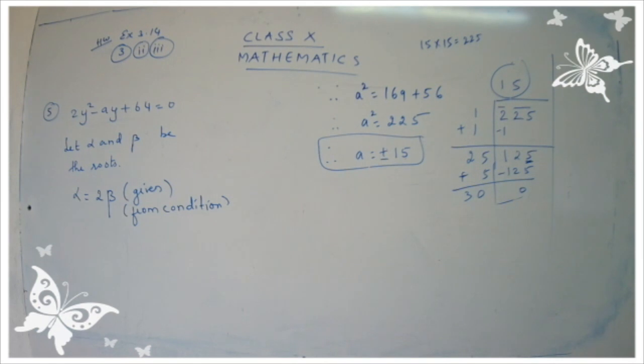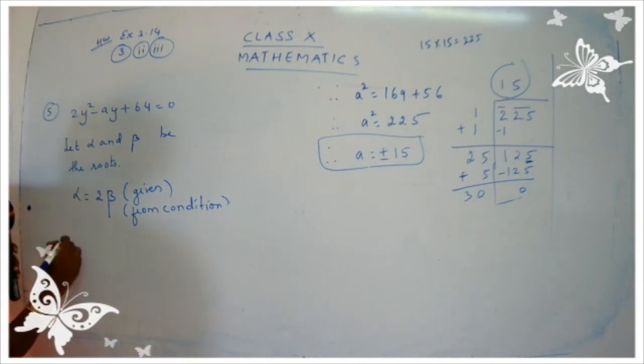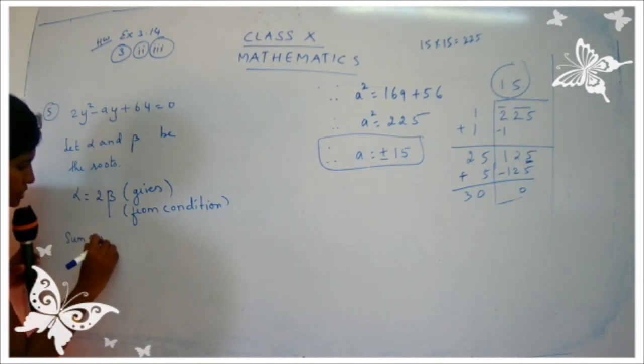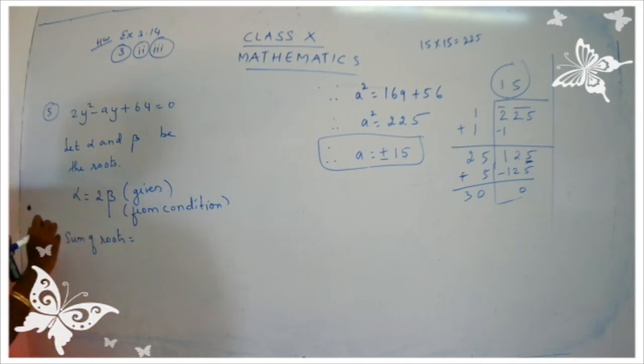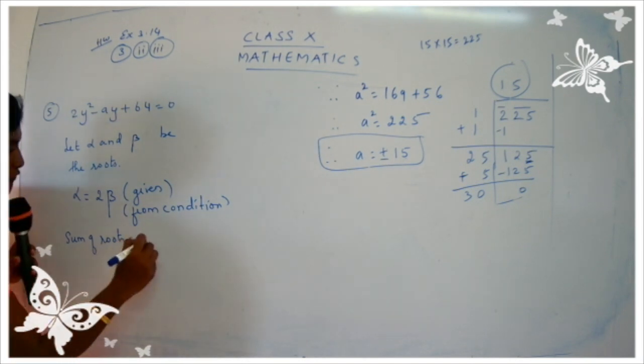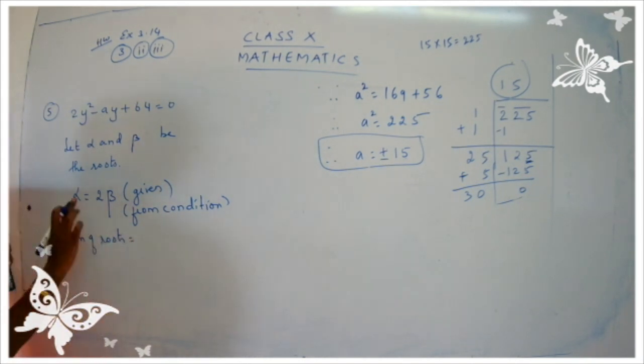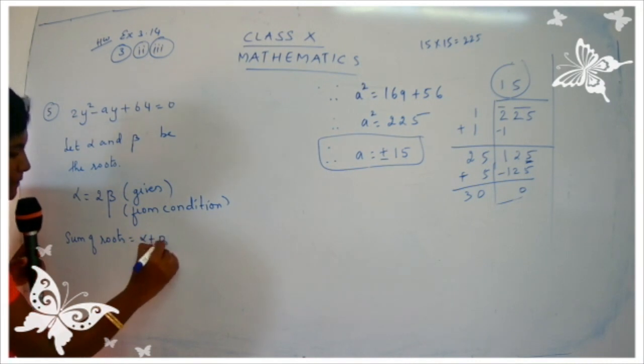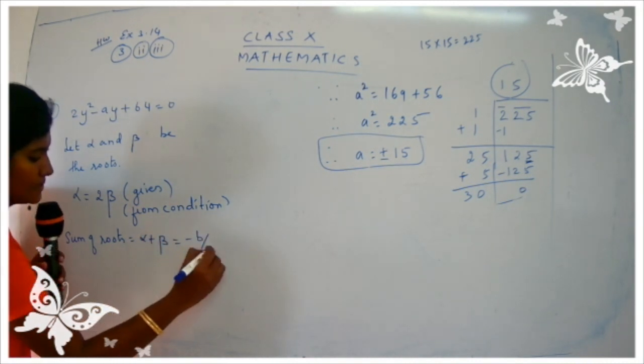Okay, now we are going to proceed further. What we are going to do here is find out the sum of the roots and the product of roots. Shall we proceed with the sum, children? Let's find out the sum of roots. Shall we find out the values for a, b, c directly? Okay, we'll find out directly. Sum of roots is equal to alpha plus beta is equal to minus b upon a.